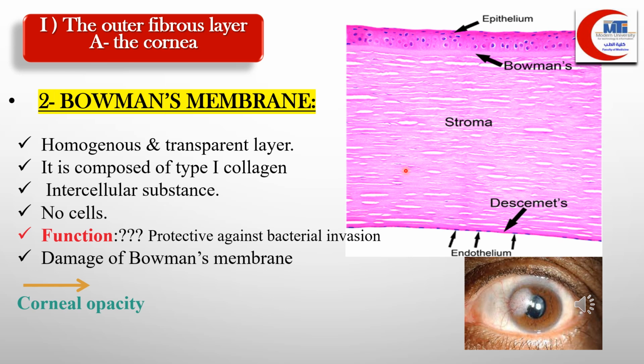If Bowman's membrane is damaged, it results in corneal opacity as it can't regenerate. It heals by scar formation, so it leads to corneal opacity.